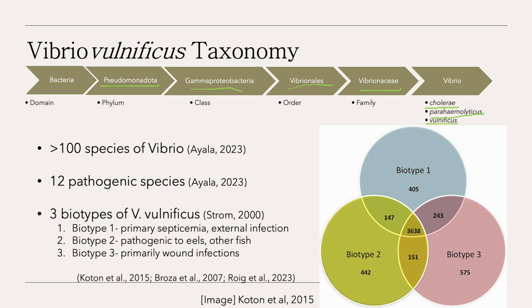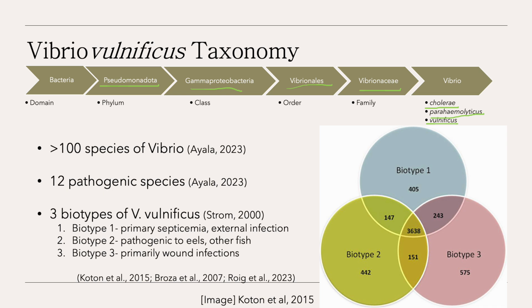In a moment, I will discuss the pathogenesis of this bacterium. There are 3 known biotypes of Vibrio vulnificus. Biotype 1 is most prevalent and is the cause of most cases of primary septicemia due to ingestion, but is also seen in externally acquired infections.